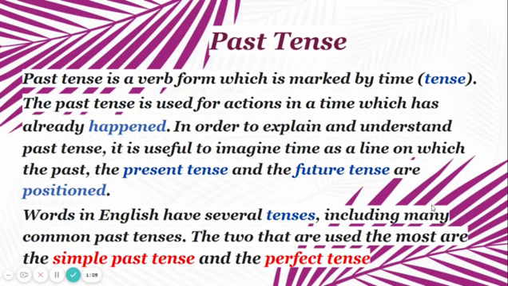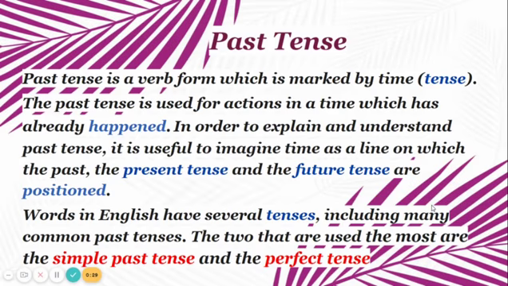Okay, now we can see briefly about past tense. Past tense is a verb form which is marked by time. As you all see, present tense is also marked by time, and past tense is also marked by time, something that happens at that particular time. The past tense is used for an action in a time which has already happened. As I previously said, something that has already happened denotes past tense. So, went. For example, now we have seen went, right? Went also denotes past tense.